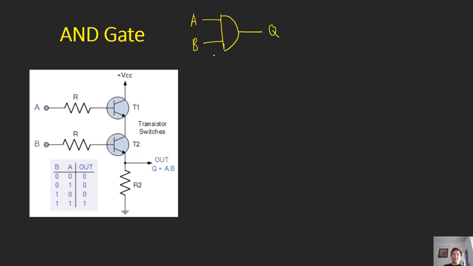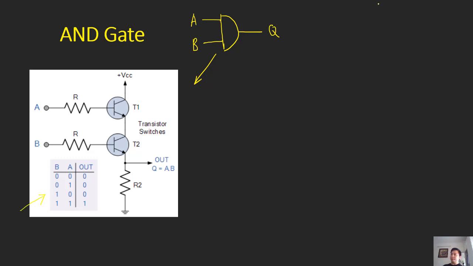And this is what is inside. This is the TTL family, where TTL means transistor-transistor logic. In this AND gate we use 2 transistors, and this is the circuit of the AND gate. You can see also the truth table.